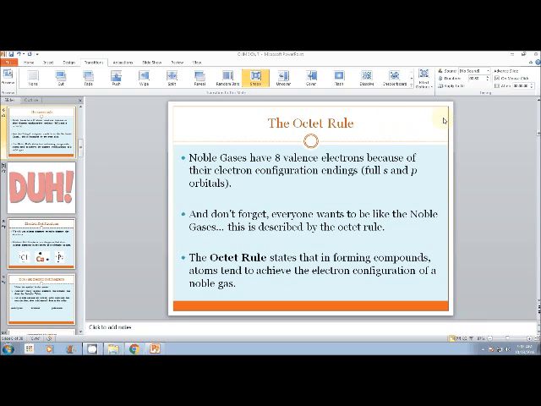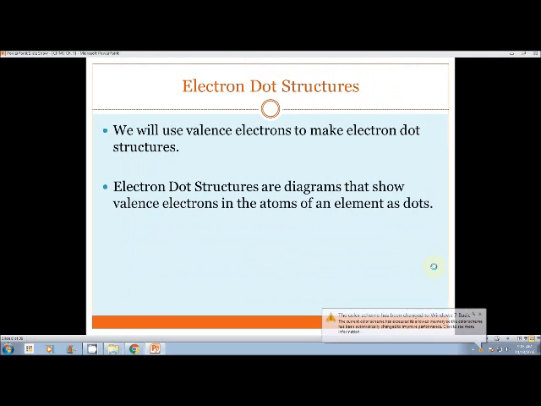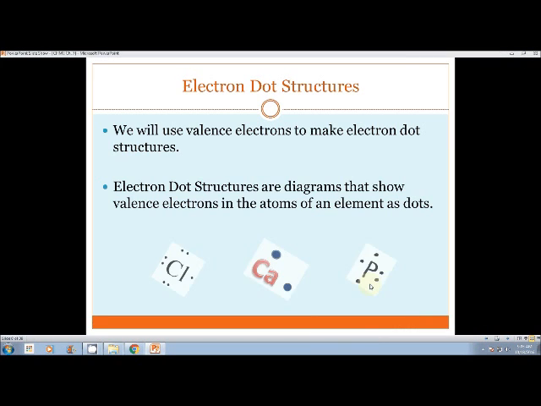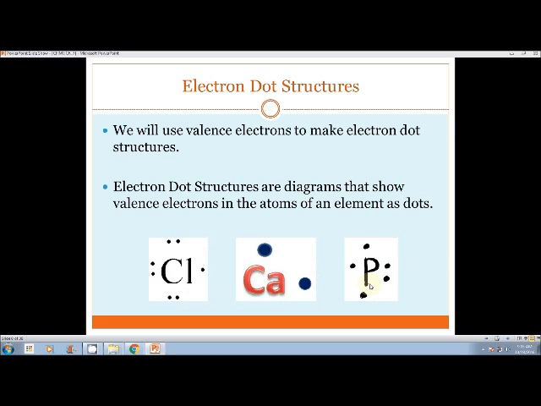It's just an exception. We're going to use these numbers, the column numbers, the valence electrons, to make what are called electron dot structures, okay? The electron dot structures are diagrams that show our valence electrons in dots. So, I have these pictures in your note packet, but, so, chlorine, we're going to write the symbol in the middle, and then chlorine is in column 7A, so we put 7 dots around. Calcium is in 2A, so we put 2 dots. Phosphorus is in 5A, so it gets 5 dots, okay?